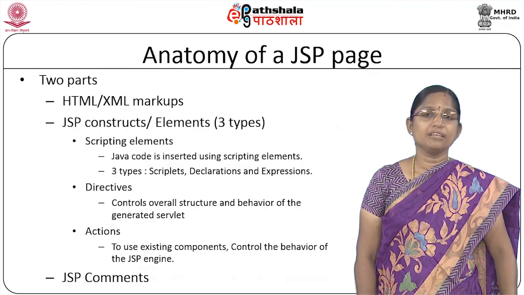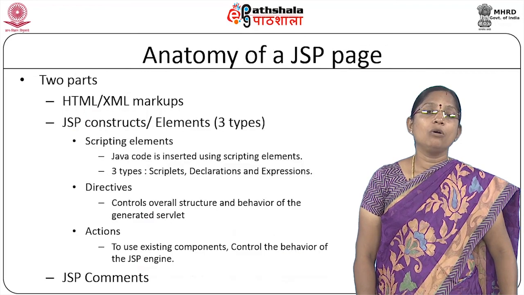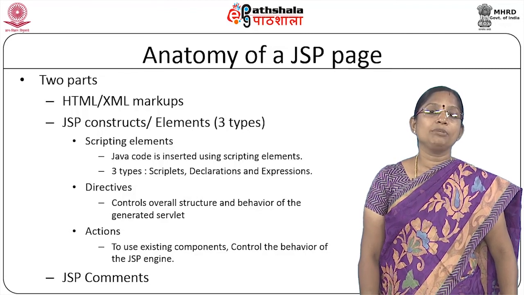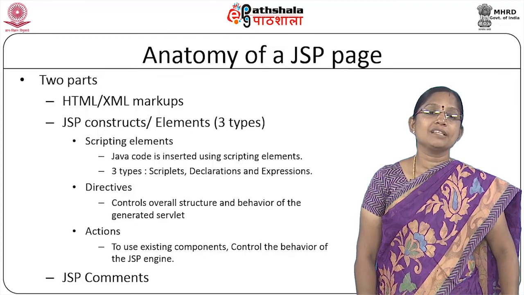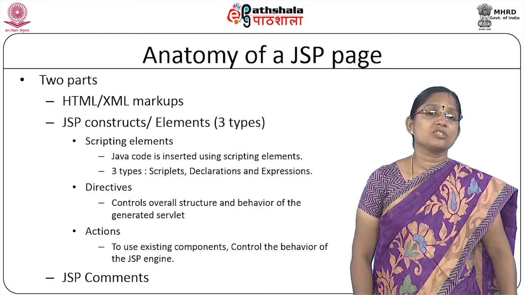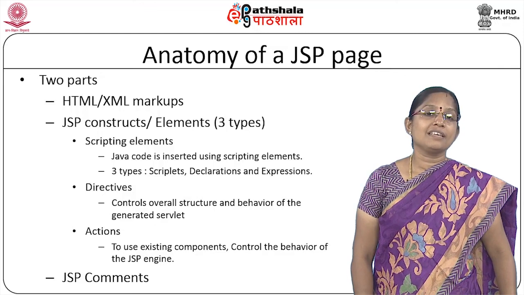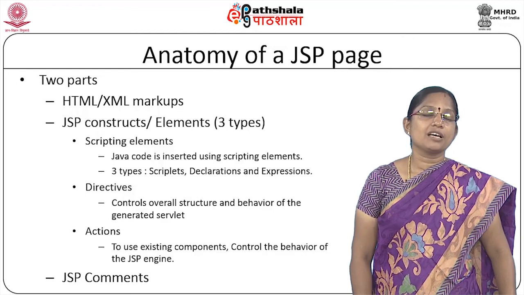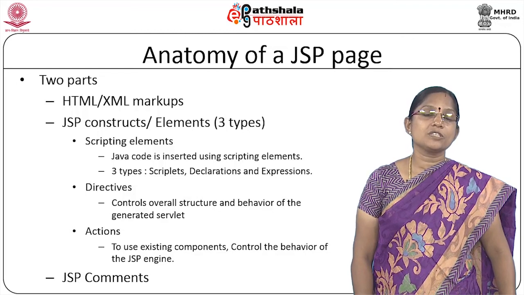Now we have seen how to work with the JSP page and how the JSP page is getting compiled, all those things. Now let us look through the anatomy of a JSP page. Anatomy is nothing but the structure of a JSP page. Every JSP page consists of two parts. One is the HTML part, which is used for the presentation logic, and the second one is the JSP constructs or elements. JSP constructs or elements denote the business logic part.